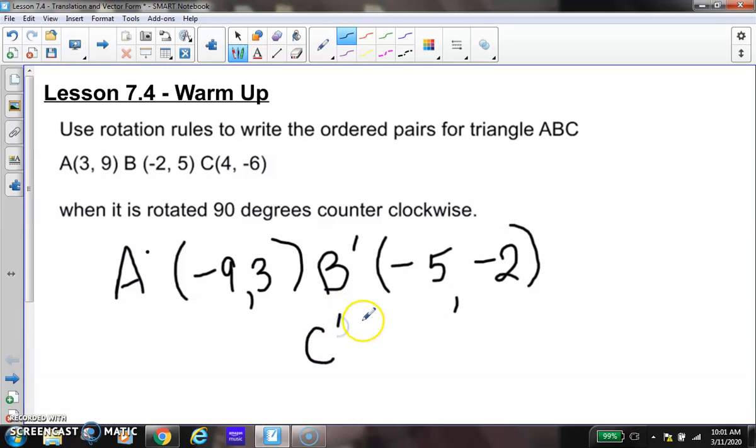And for C prime, I'm going to be moving from quadrant number 4 up to quadrant number 1 since I'm doing a 1-quadrant backwards move. So the signs are both positive in the first quadrant. All I need to do right now is flip-flop x and y around. So the correct answer for C prime is 6, 4.